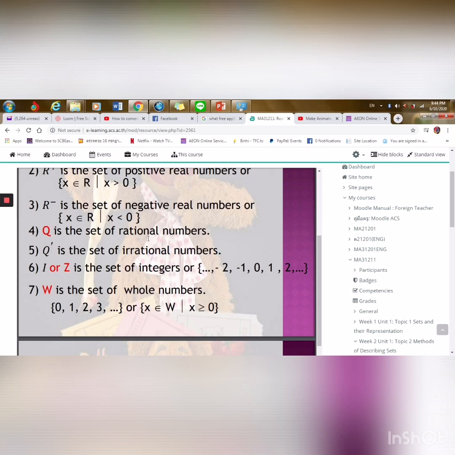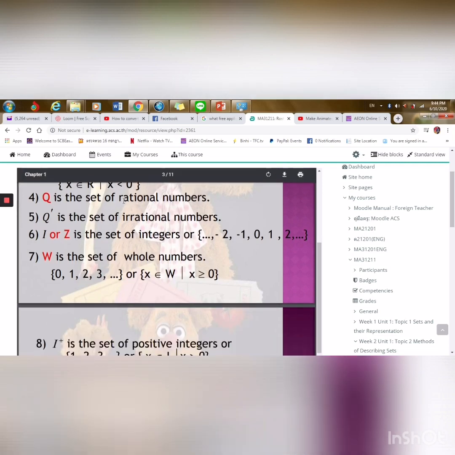For number 4 and 5, they are like sisters, they are always together. Q is for rational numbers, Q complement is for irrational numbers. Well, in the Thai version, they call it takaya or atakaya. So you just have to look for the definition for this. But this Q and Q complement, we are not really going to use these symbols. Rather, we are going to use basic symbols.